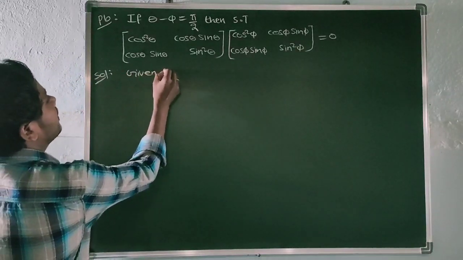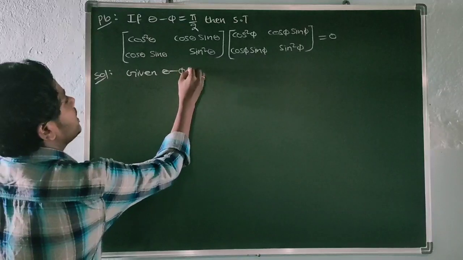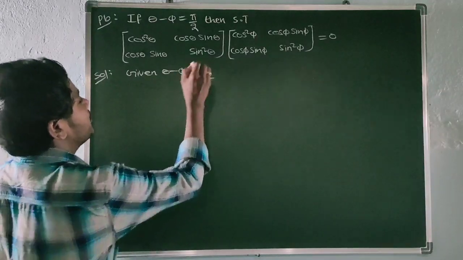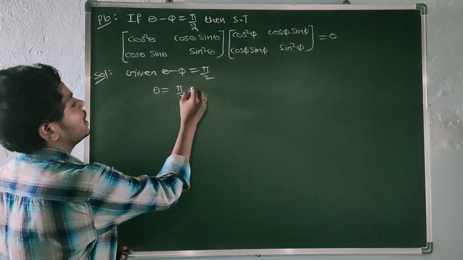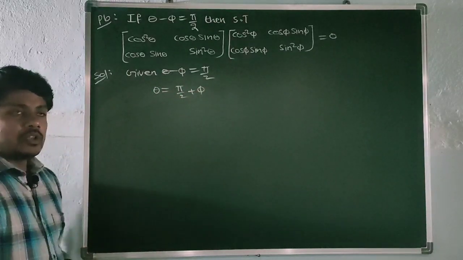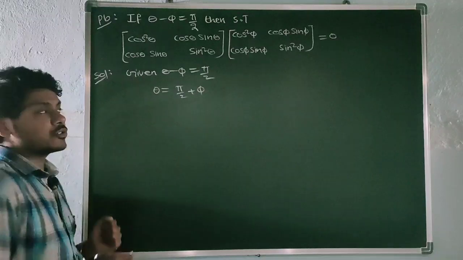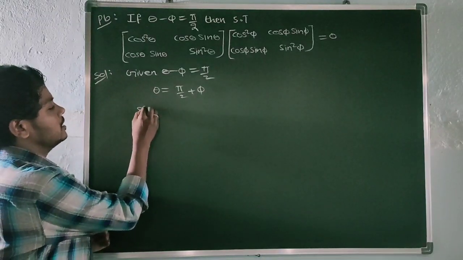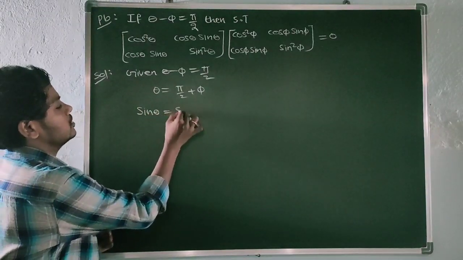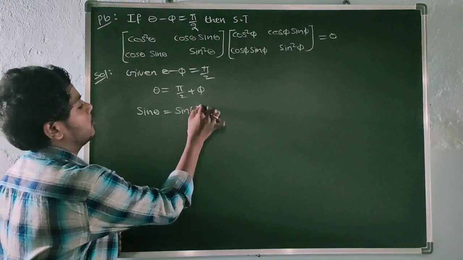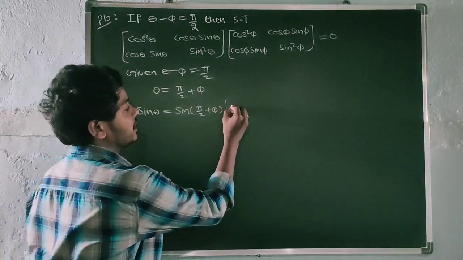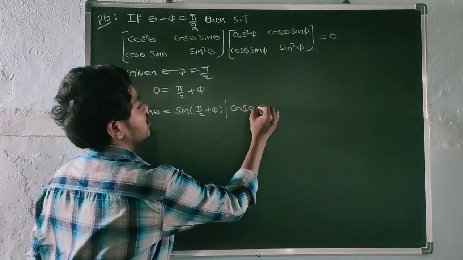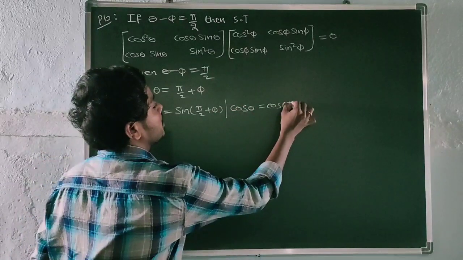Given theta minus phi is equal to how much? Pi by 2. Now theta is equal to what? Pi by 2 plus phi. So here apply sine on both sides. What you get? Sin theta is equal to sine of pi by 2 plus phi, and again apply cos on both sides. So that is cos theta is equal to cos of pi by 2 plus phi.